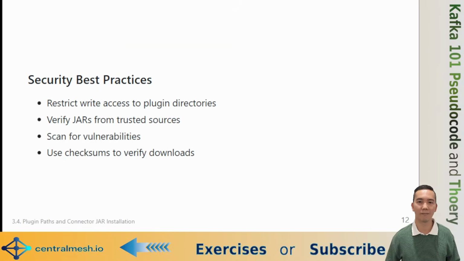Security is another important consideration. Only trusted administrators should have permission to modify the plugin directories. Always download connector jars from trusted sources, such as Confluent Hub, the connector vendor, or official project releases. Many organizations also scan downloaded jar files for known vulnerabilities before deploying them into production. Finally, where possible, verify checksums or digital signatures to ensure the downloaded files haven't been corrupted or tampered with. These simple precautions help protect your Kafka Connect cluster from malicious or compromised plugins.